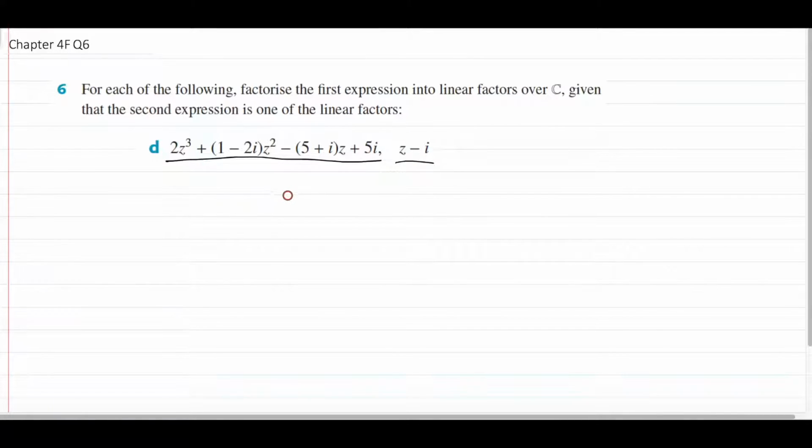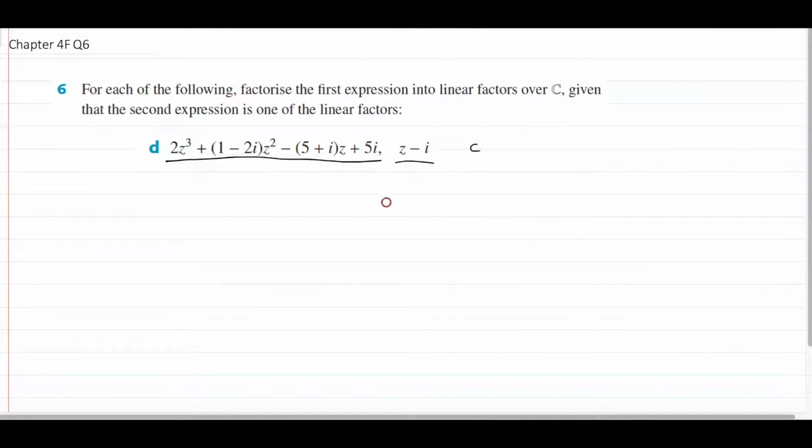So how would you normally do that? Without even going through this question, you have to be able to determine what my possible factors are, okay? So z minus i is one factor that we know for sure. I'll call that a complex factor, so it's over the complex plane. And then your other two factors, what can they be?